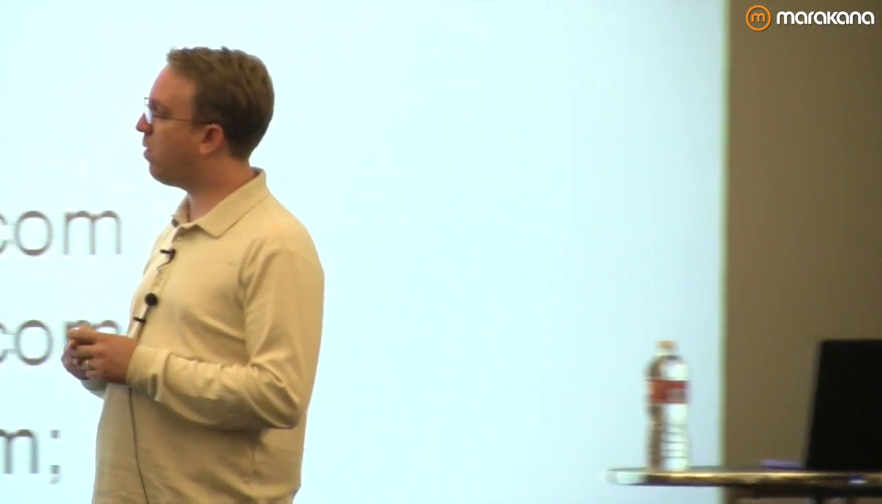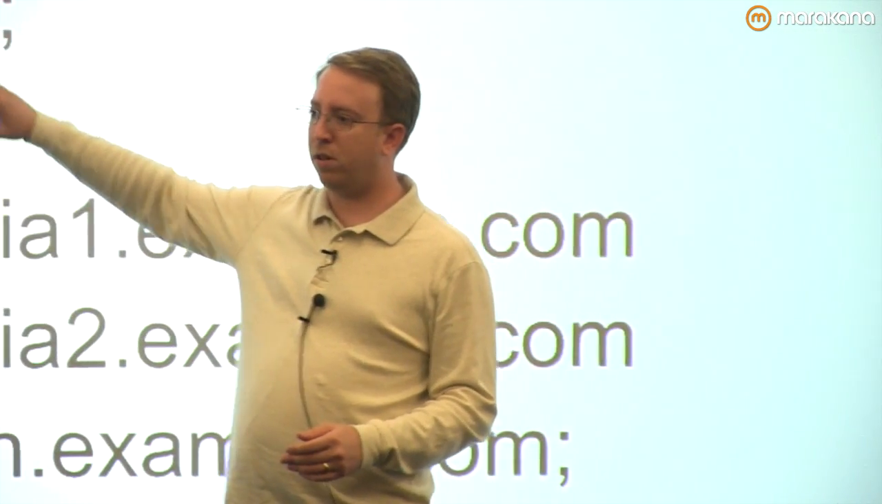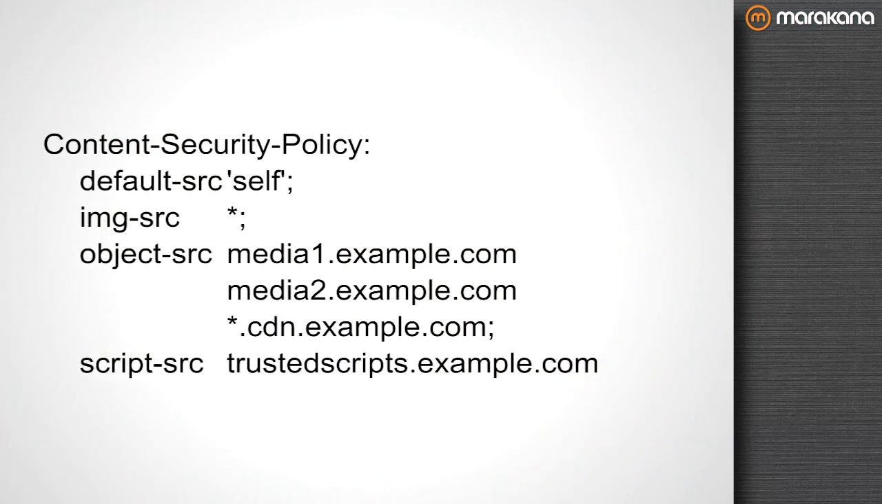That's a good question. Oh, sorry, the question is, how are all these rules processed? Is it the most permissive one that works? Is it the last one that the browser sees? So within a given policy, the default sets up the default, and then the more specific directives override the default.